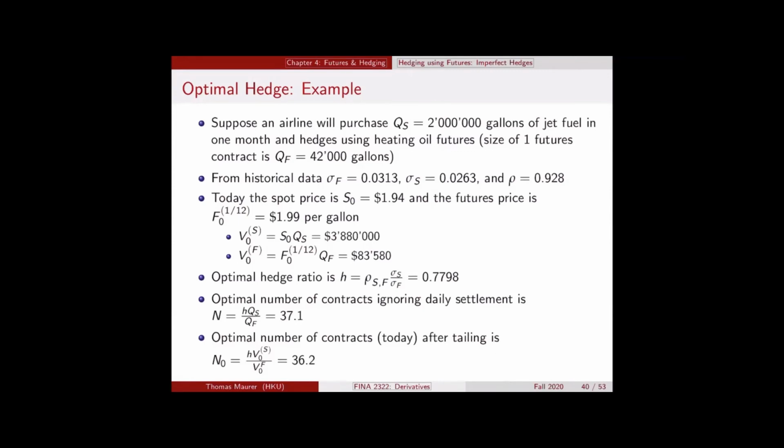Note that for that static hedge, where we ignore the daily settlement, we just take once those 37.1 long positions in futures contracts, while with the tailing of the hedge, where we on every day minimize the variation of the daily returns, we take on the first day 36.2 long positions, but then on the next day, this position may change depending on how much the value of our position to hedge and the value of one futures contract will change on the next day. So in this case, we have to recalibrate our hedge on a daily basis.